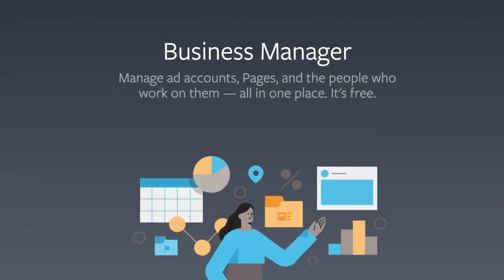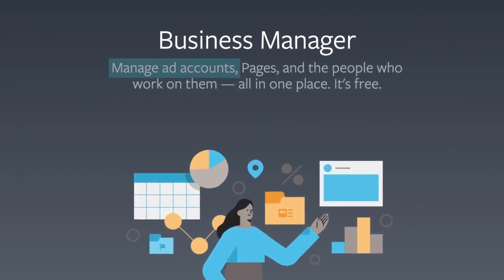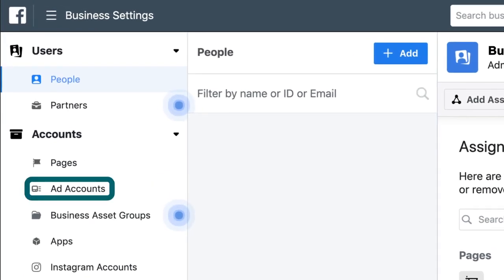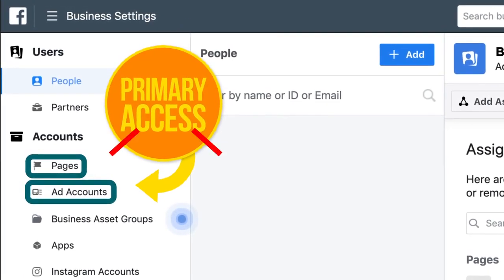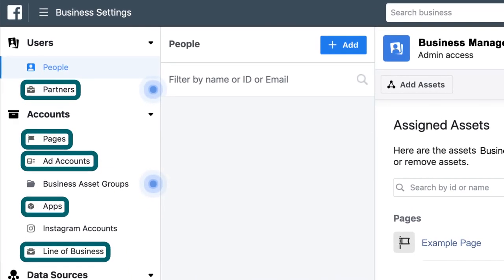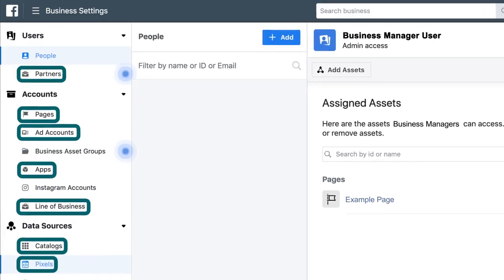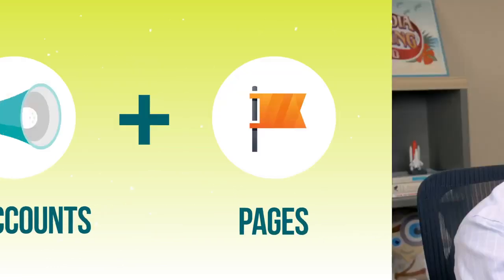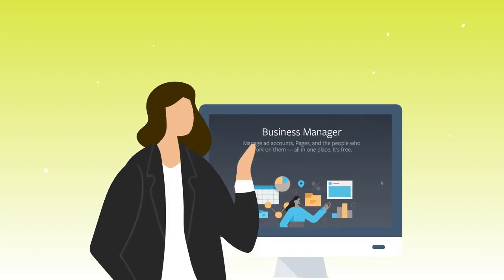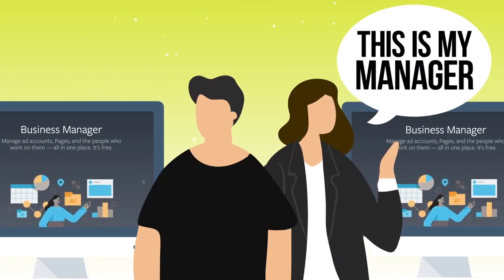Now let's talk about some of the components inside Business Manager. From Business Manager, I can manage my ad accounts, pages, and the access to those particular assets. They say ad accounts and pages are the two primary kinds of access, but you can also share partner access, apps, lines of business, pixel data, and catalogs. There's a lot you can share, but for the basics, just know it's your ad account and your pages. Whether you are sharing with other people on your team or they're sharing with you, they're going to have to have their own business manager. So it's their business manager and your business manager sharing access together.